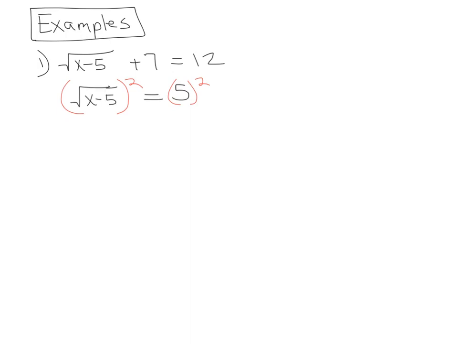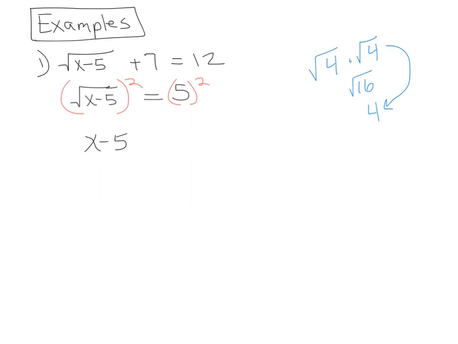Now, when you square a square root, what you'll end up with is just the radicand. Think about it. If I had square root of 4 times the square root of 4, that would give me the square root of 16, which is 4. So when you square a square root, it gets rid of the square root and leaves you with just the radicand.